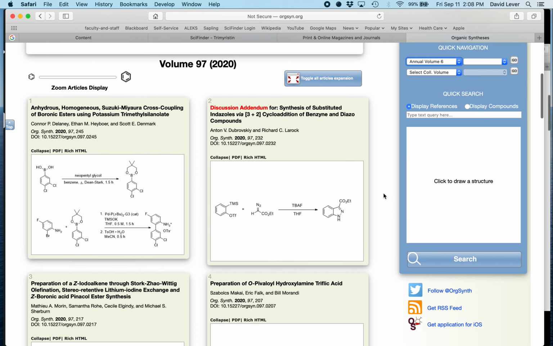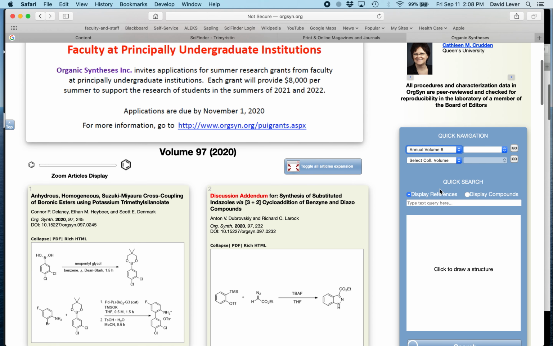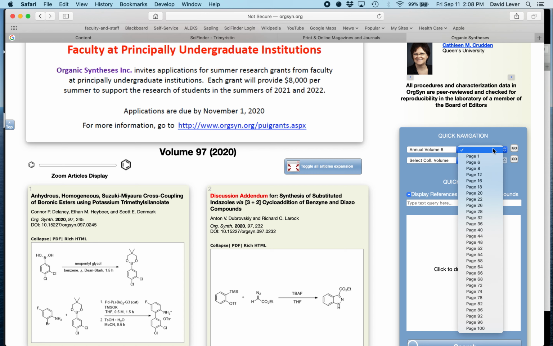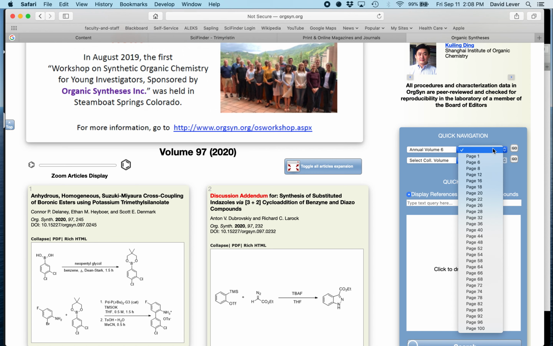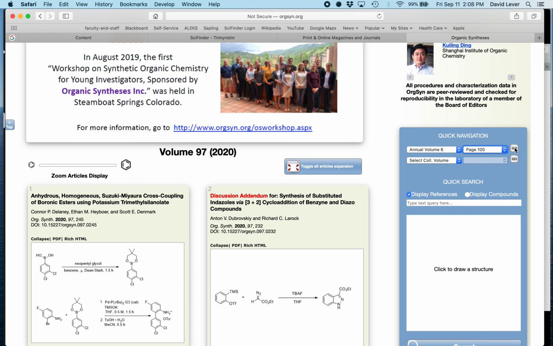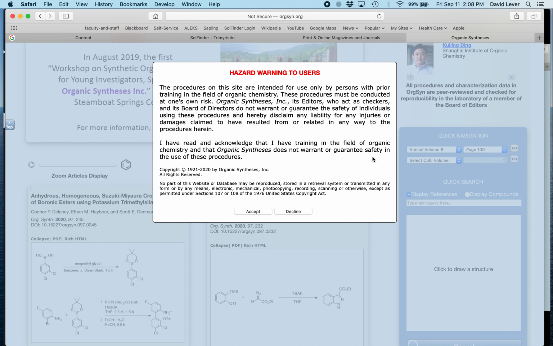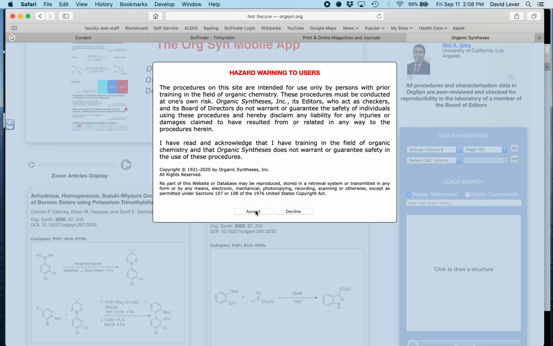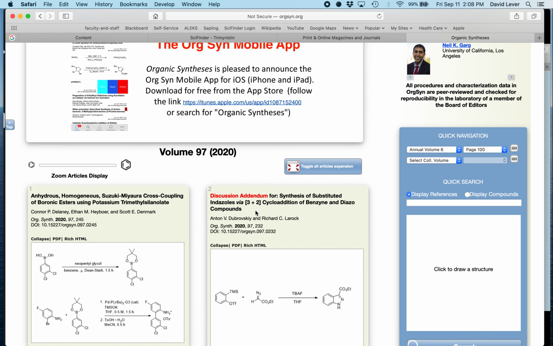And then you'll get the list of papers from Annual Volume 6. And then on the next window, if you click on that, it'll allow you to choose the page number. So you can scroll down to page 100 and then click Go. You have to accept the warning that says that, you know, if you try to repeat this, you might blow yourself up if you don't know what you're doing.